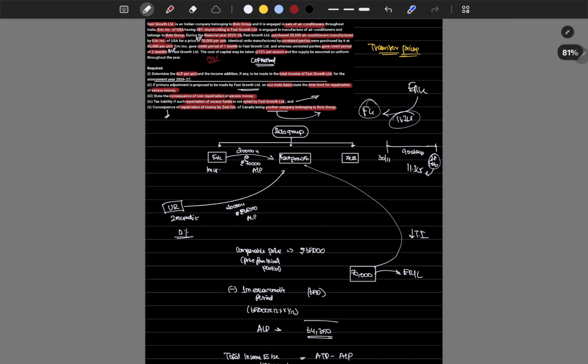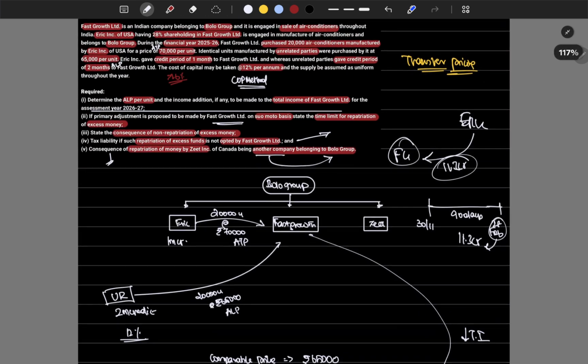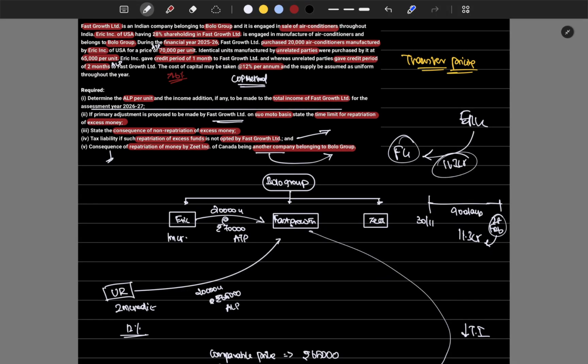So no issues, the company can repatriate. This problem is full of provisions, very simple provisions only. Slowly we learn the provisions. These problems are really easy to crack. Thank you.